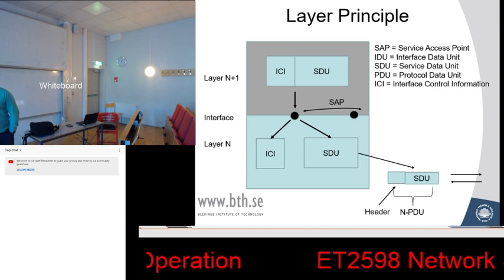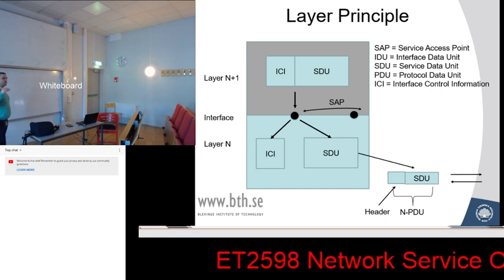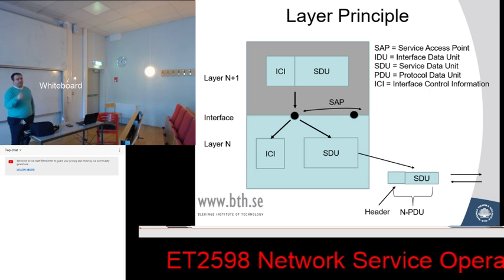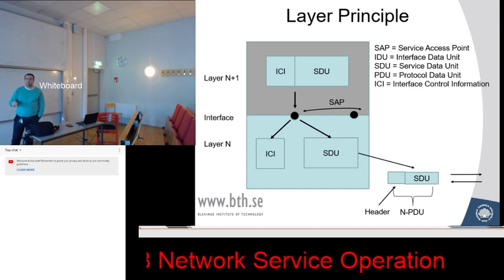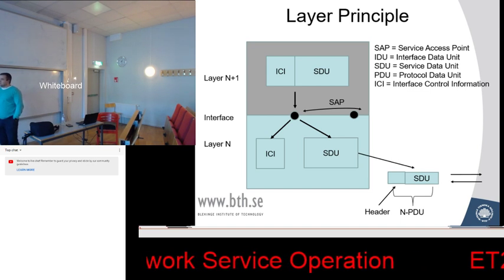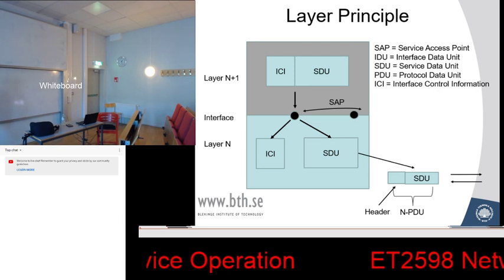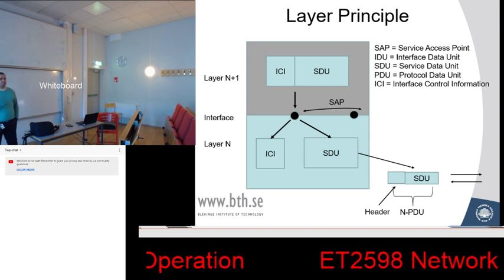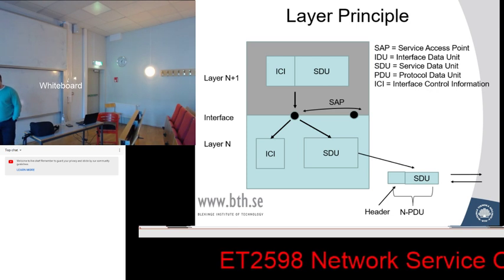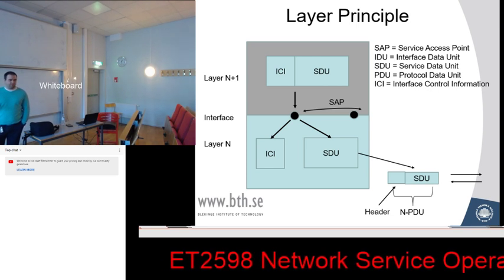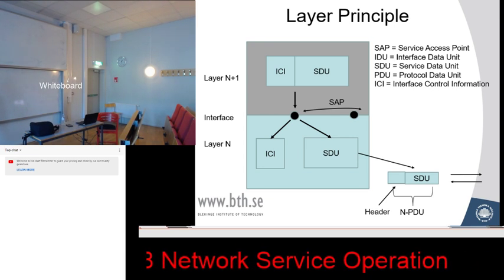In between them, we have an interface that describes how layer n can interact with layer n+1, or vice versa. How does layer n+1 interact with layer n? This interface has service access points. Nowadays, we perhaps would call that the API, Application Program Interface. But this is how they can communicate, or how they're supposed to communicate. Well, this is how we would like to model their interaction.